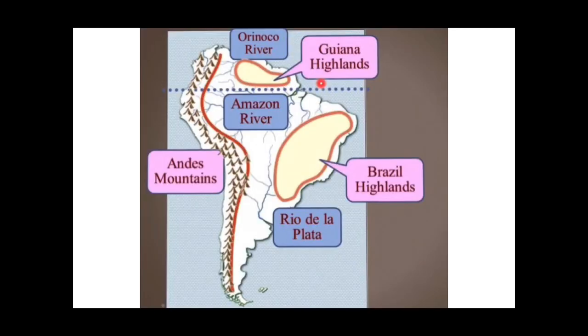So guys, as you can see over here, these are the Guiana Highlands. These lie to the north of the equator, that means they are in the northern hemisphere. And here you can see this is Brazilian Highlands, and this is the Amazon River Basin, and almost here lies Mato Grosso Plateau, that means to the west of Brazilian Highlands. And these are the Andes, which are the longest mountain chain in the world. And here you can see between Uruguay and Argentina lies Rio de la Plata.